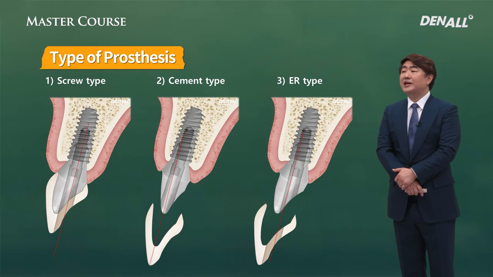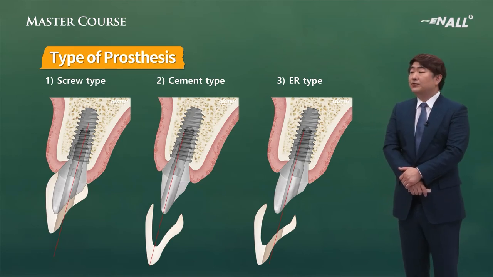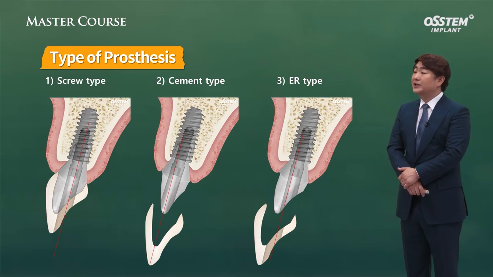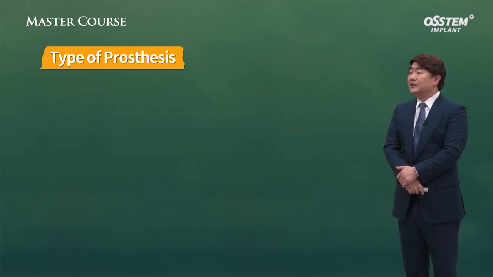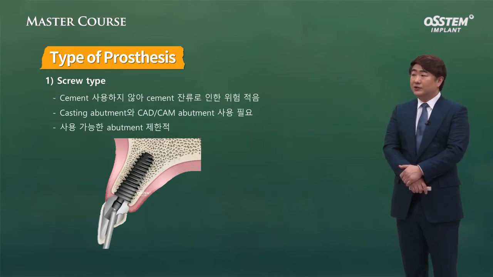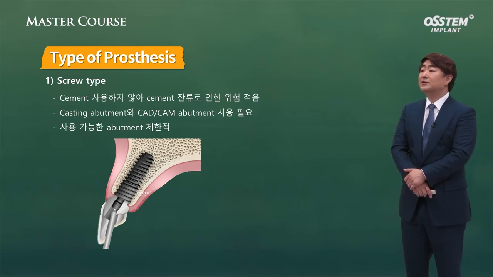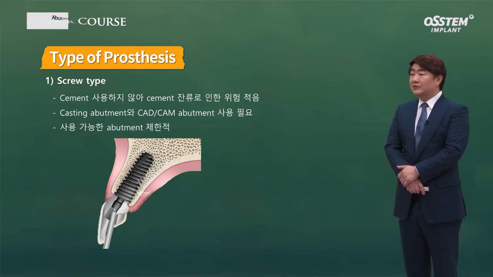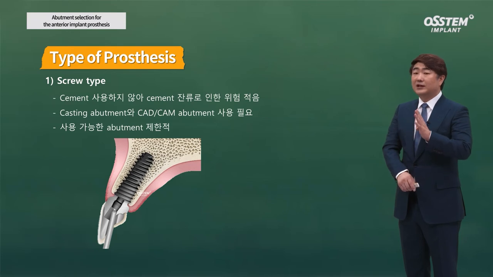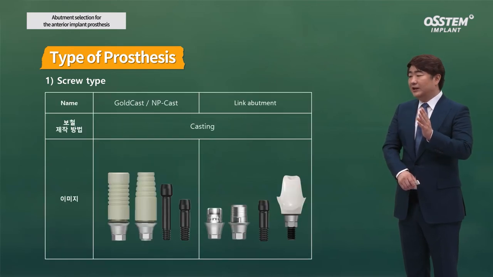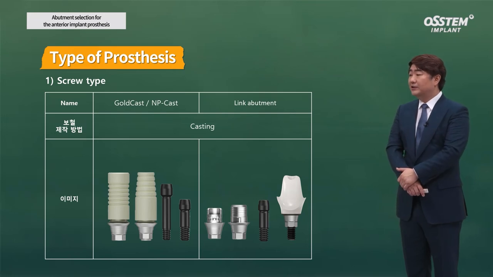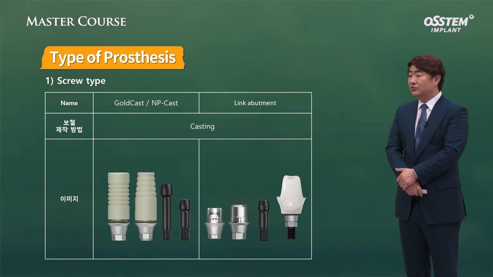As for the abutment by prosthesis type, there are screw type and cement type, and the screw type is a bit different compared to the cement type. The crown and abutment come as one, but to create this, only the MP casting, gold cast, or link abutment can do it. So only two options are available for this type of approach.